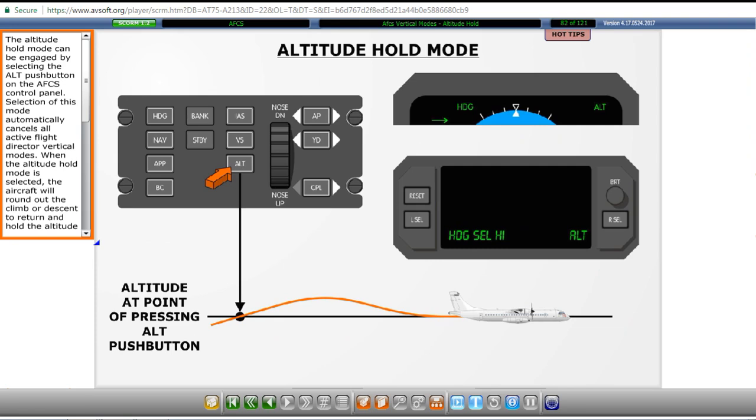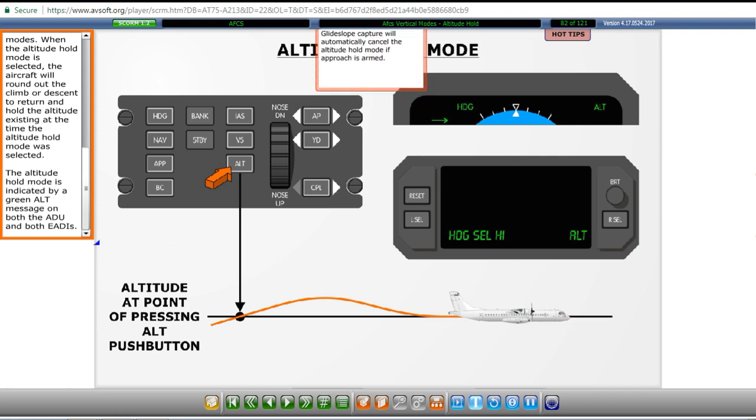The altitude hold mode can be engaged by selecting the altitude push button on the AFCS control panel. Selection of this mode automatically cancels all active flight director vertical modes. When the altitude hold mode is selected, the aircraft will round out the climb or descent to return and hold the altitude existing at the time the altitude hold mode was selected. The altitude hold mode is indicated by a green altitude message on both the ADU and both EADIs.